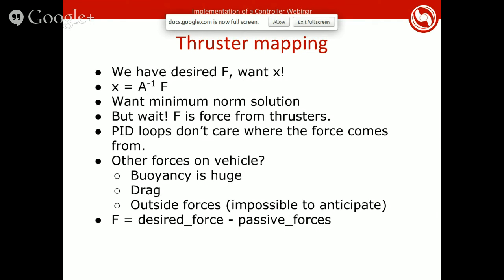And there are always outside forces that are impossible to anticipate, like currents in the water, someone kicking your sub, or someone pushing it. You can definitely react to those forces, but you can't really anticipate them. So what you usually want to do is take this desired force from your PID loops, and before feeding it into this thruster mapping solution, subtract all the passive forces in the vehicle. That makes sense because your PID loops just want the sub to have those accelerations and angular accelerations. They don't care what forces get it there. So you don't want to duplicate, with your thrusters, forces that are already in the vehicle from the passive forces.